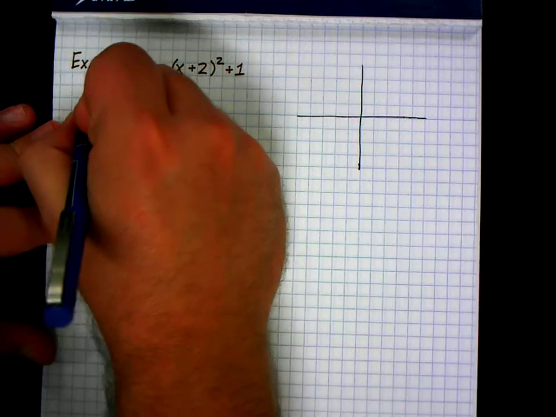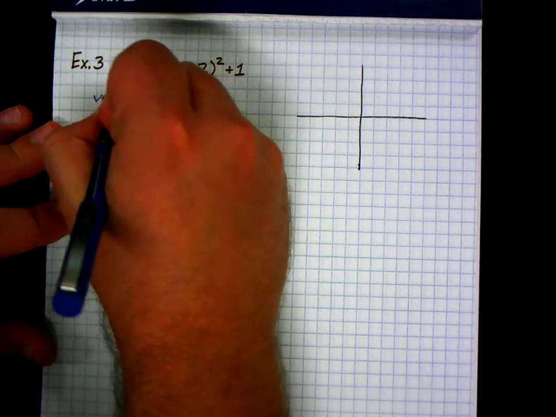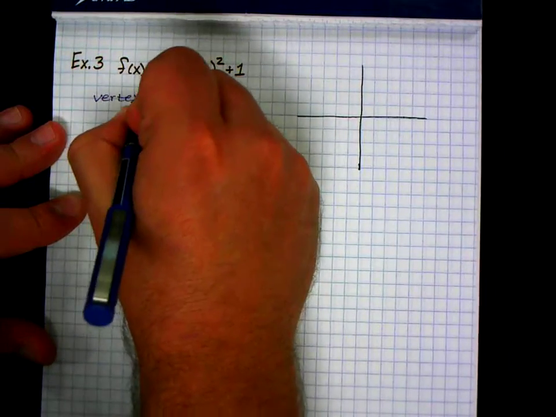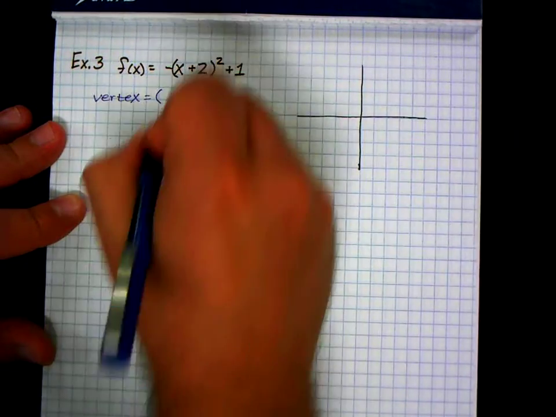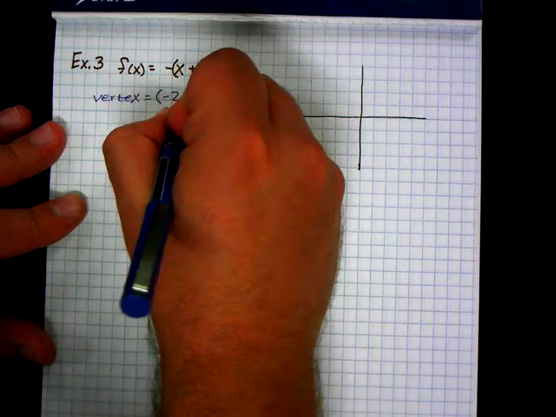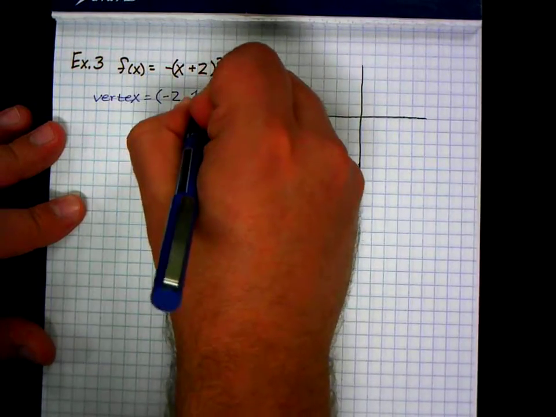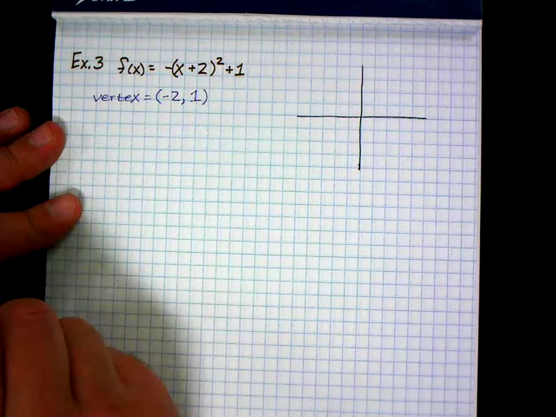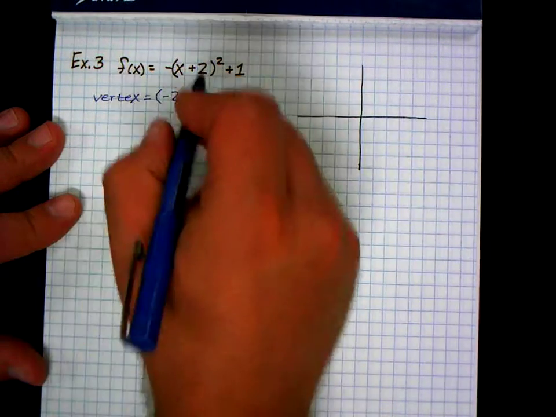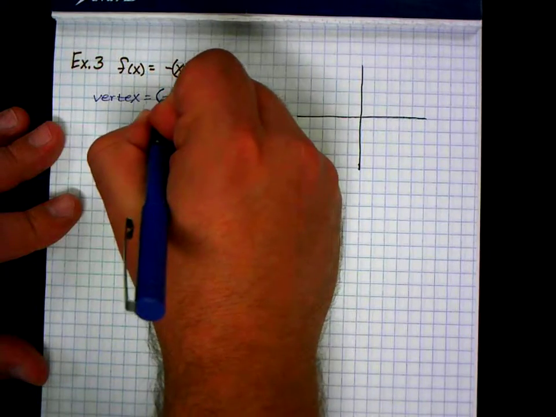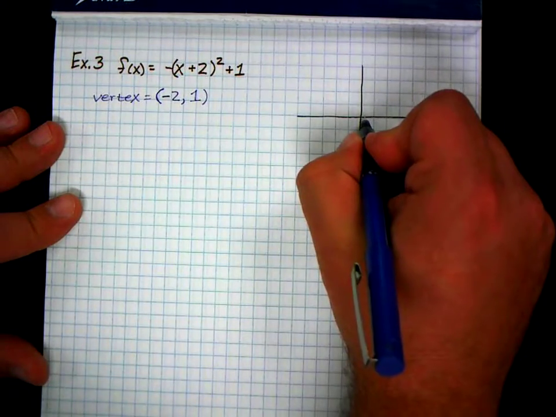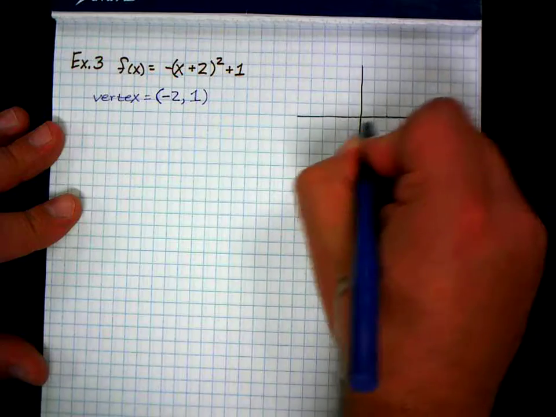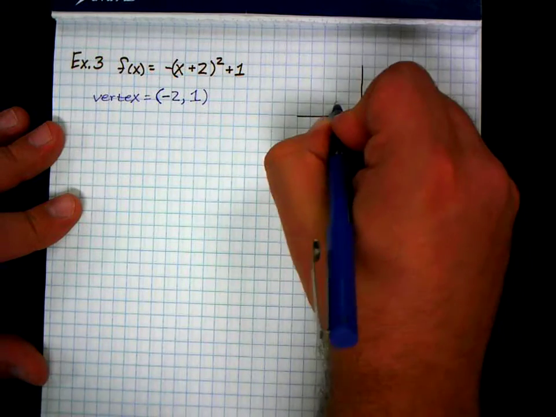So with this one, what would my vertex be? Negative 2, 1. Remember, whenever you pull a number out of the parentheses, you always use the opposite because that minus sign was in the formula. So since that's a positive 2, we have to use a negative 2. So my vertex is at negative 2, 1.